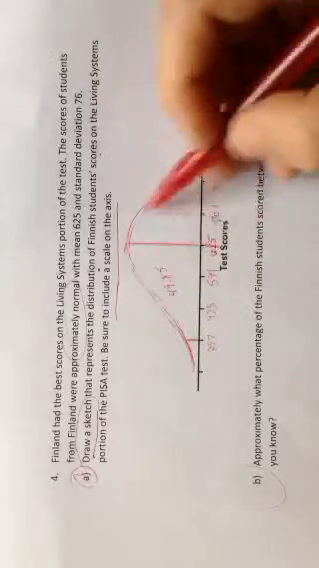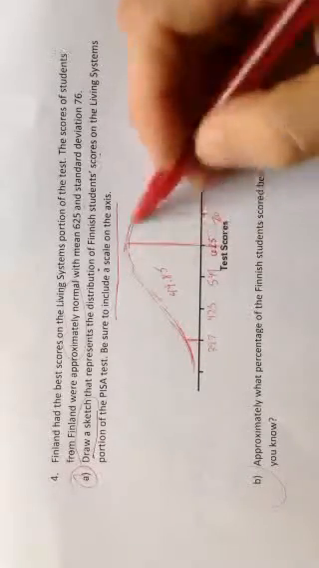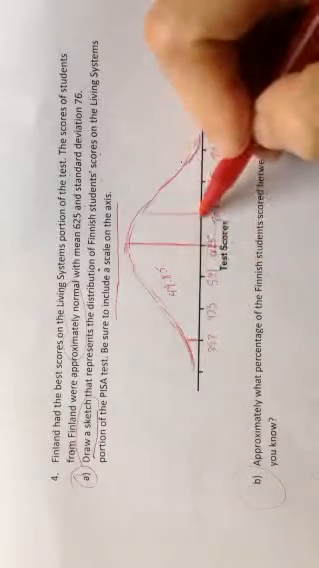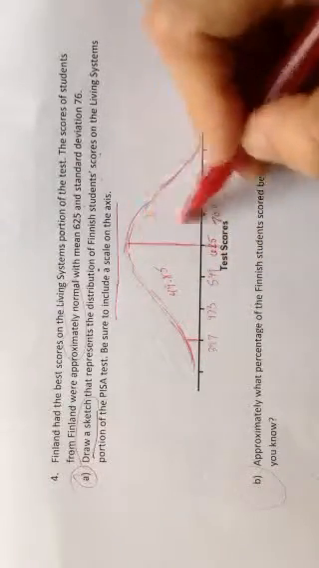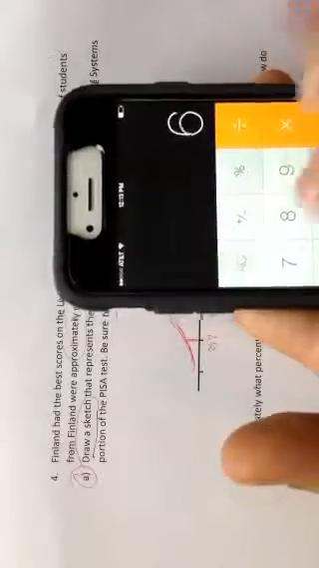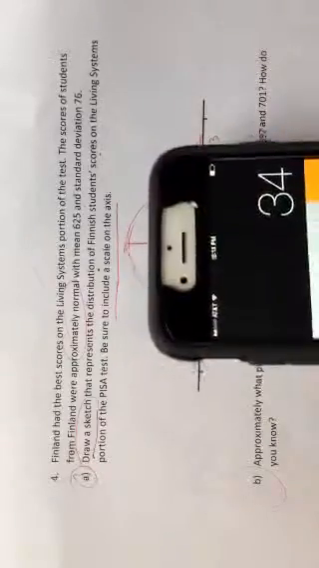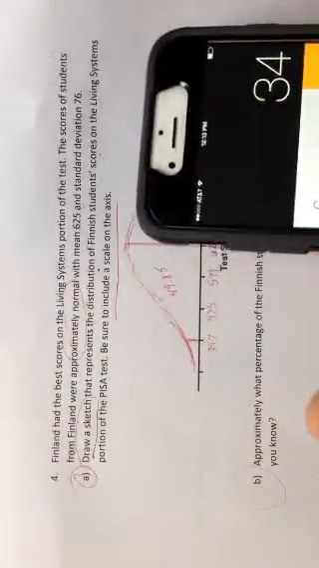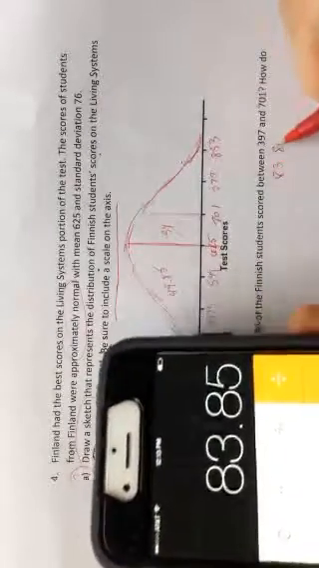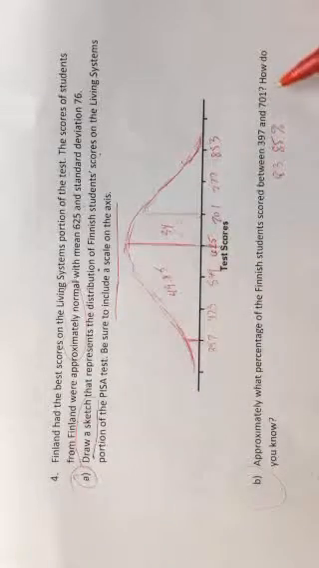Now I want to do the same thing right there. From here to here would be 68%, right? Within 1 standard deviation. So from here to here is only half of that. So 68 divided by 2, 34 right here, right? So adding the 2 together then, 83.85. 83.85%.